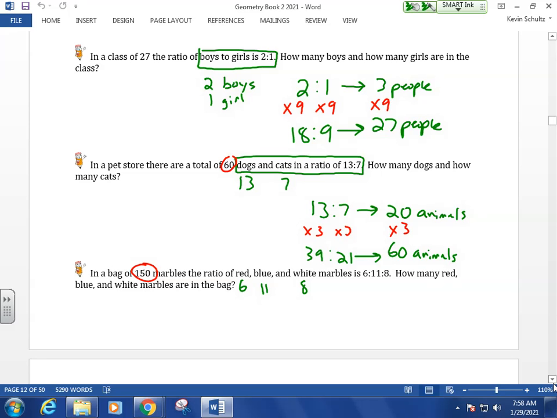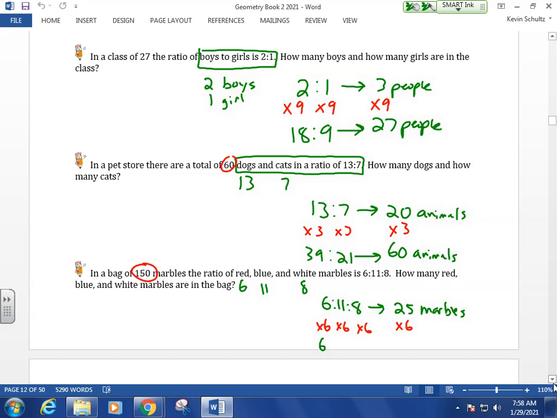Well, it probably doesn't take you too long to realize that 6, 11, and 8 do not make 150 marbles. Okay, that's only 25 marbles. So again, this ratio has already been simplified. To get back to the original whole, the original values here, to get from 25 to 150, we need to multiply by 6, which means we need to multiply all 3 of our parts by 6 as well.